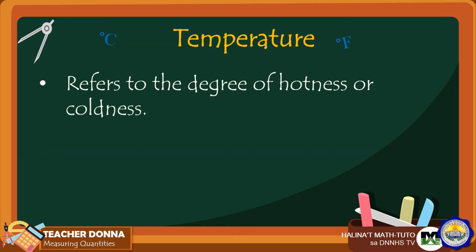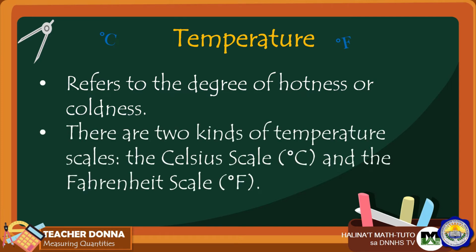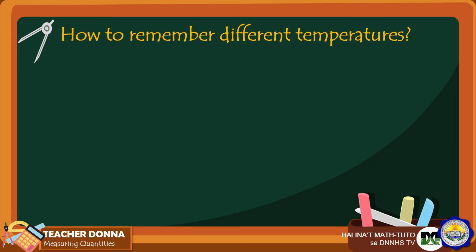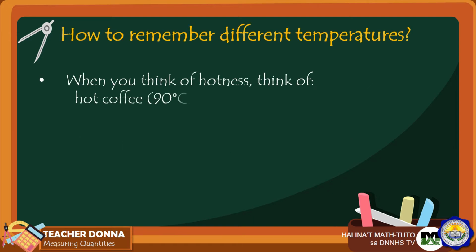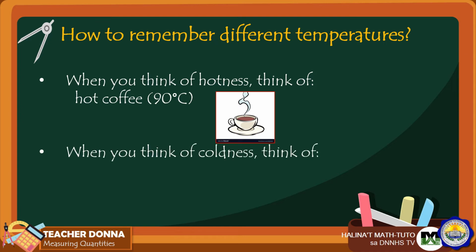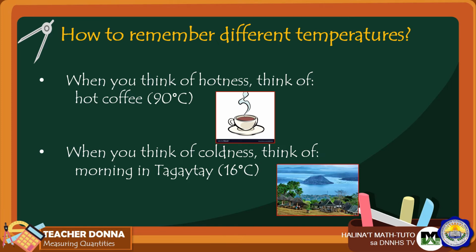Temperature refers to the degree of hotness or coldness. There are two kinds of temperature scales, the Celsius scale or degrees Celsius and the Fahrenheit scale or degrees Fahrenheit. How to remember different temperatures? When you think of hotness, think of hot coffee, which is approximately 90 degrees Celsius. When you think of coldness, think of morning in Tagaytay, which is approximately 16 degrees Celsius.